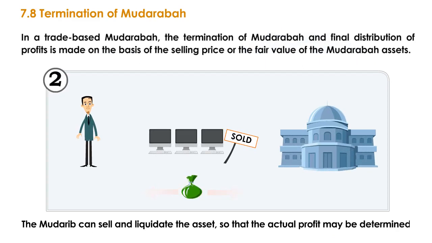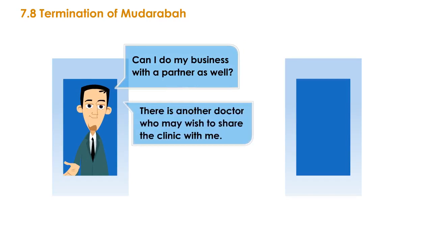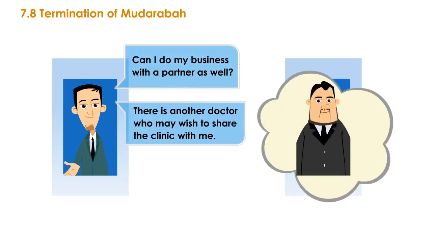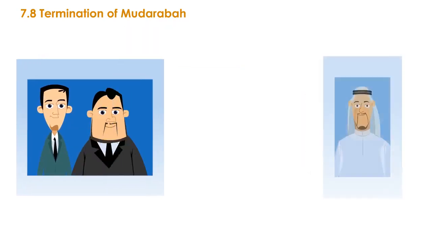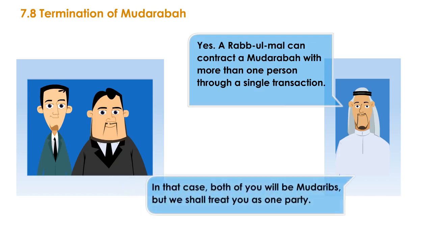Can I do my business with a partner as well? There is another doctor who may wish to share the clinic with me. Yes, a Rabul Mal can contract a Mudaraba with more than one person through a single transaction. In that case, both of you will be Mudaribs, but we shall treat you as one party.